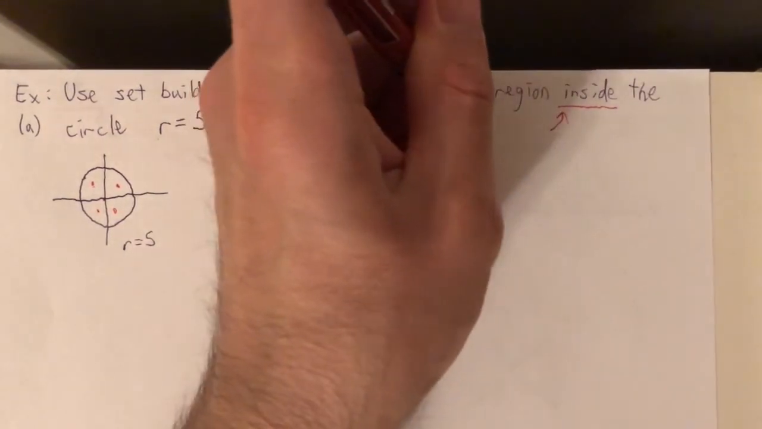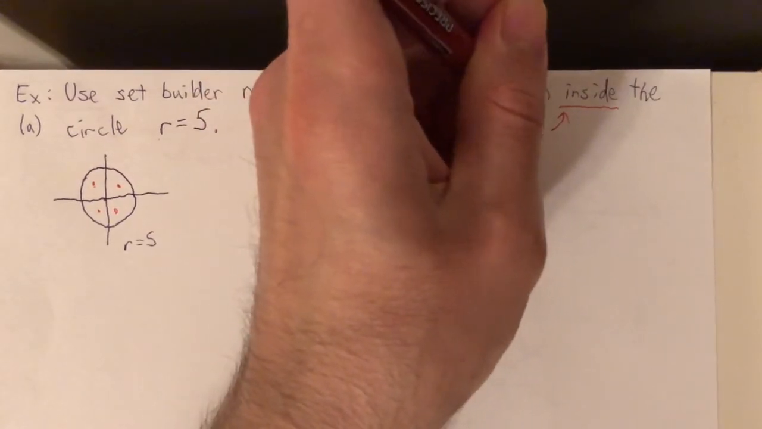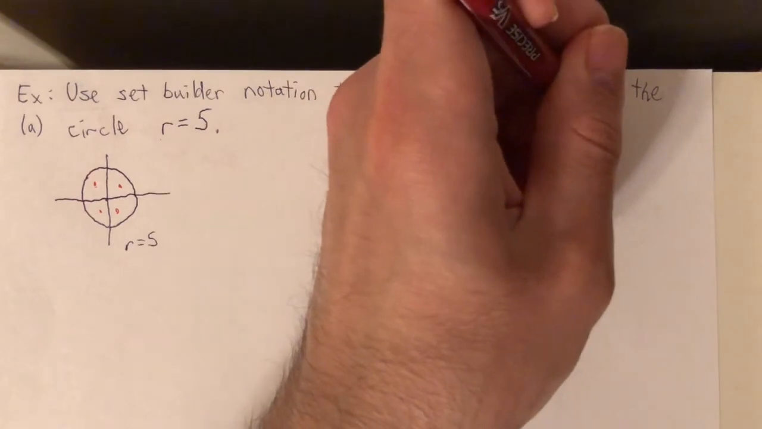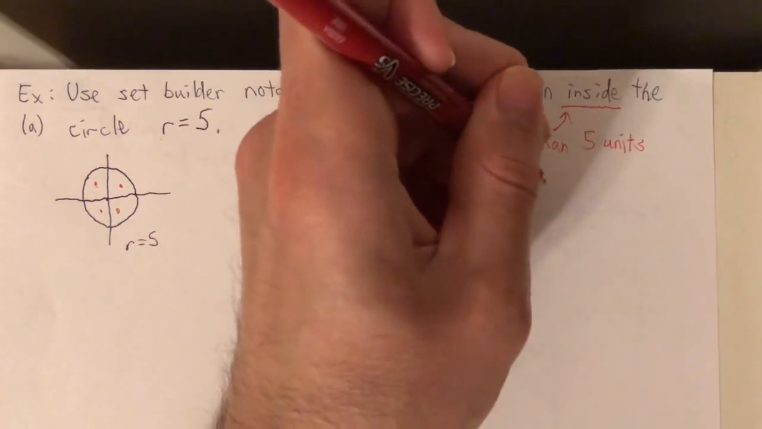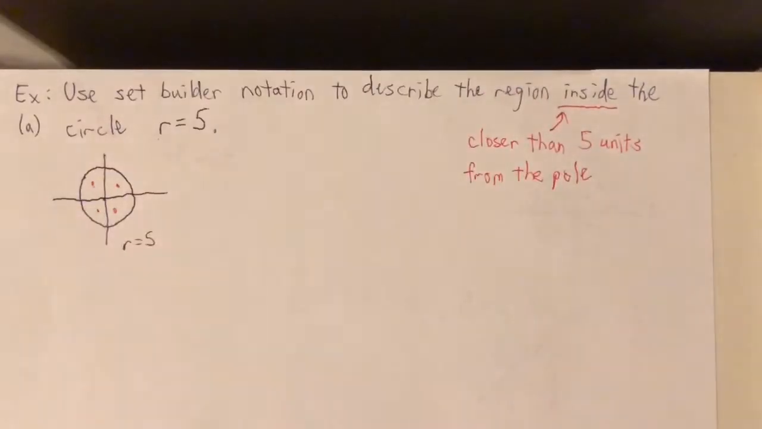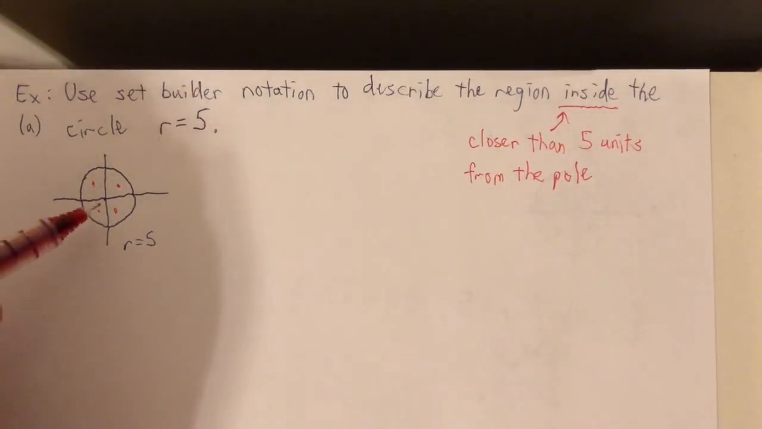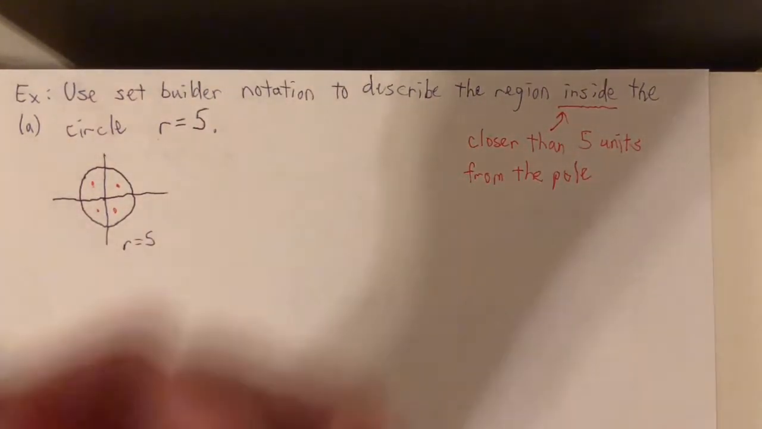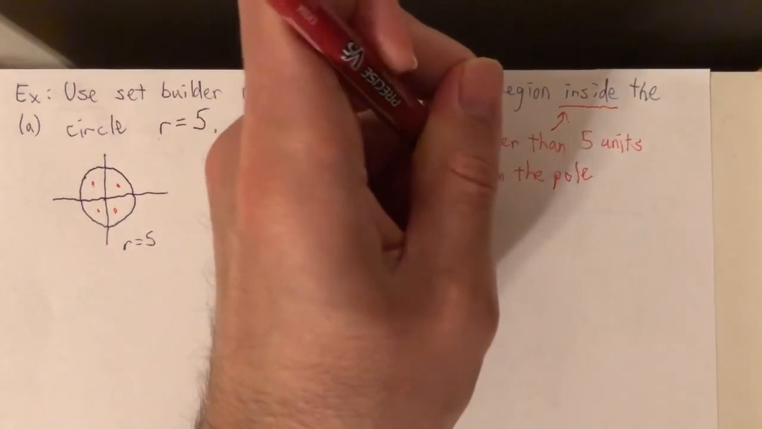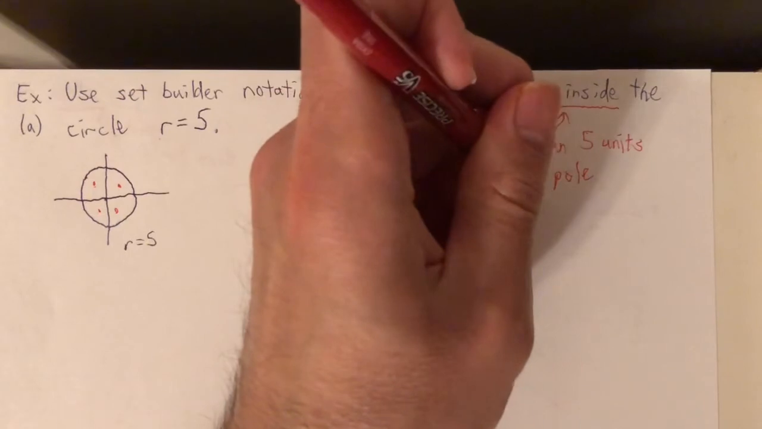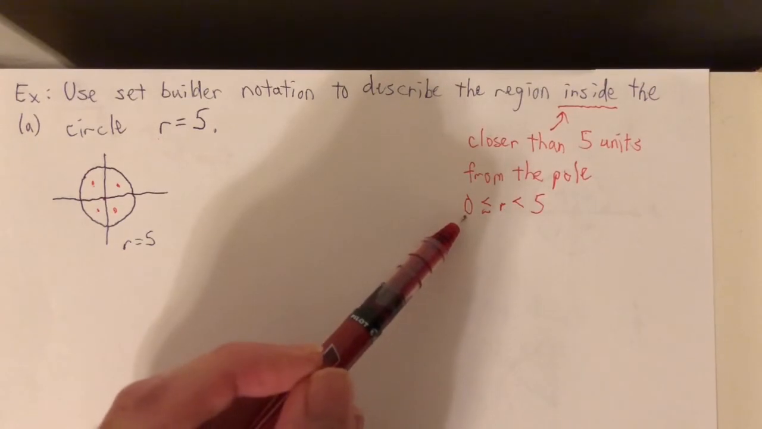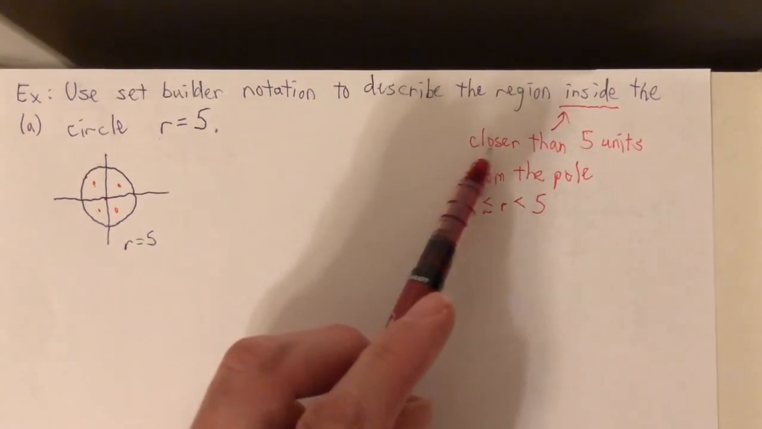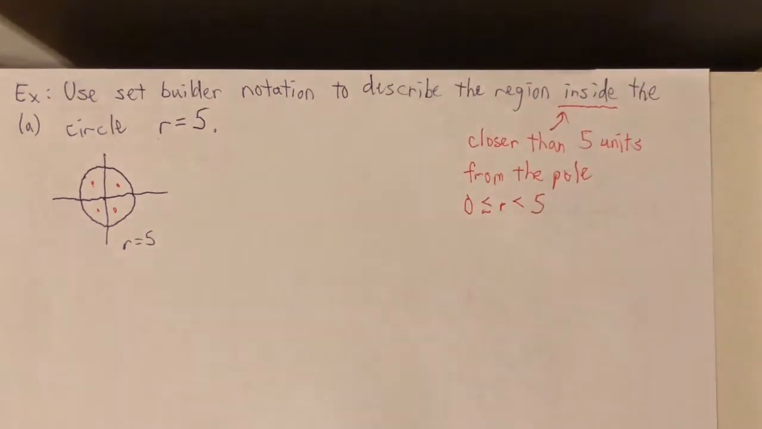We're looking at points that are closer than 5 units from the pole. So what does it mean to be closer than 5 units from the pole? Well, that's going to mean that the distance from the pole is going to be between 0 and 5, like so. We could possibly be at the pole, but if I'm talking about strictly closer than 5 units from the pole, we have to exclude 5. So we're looking at those points.